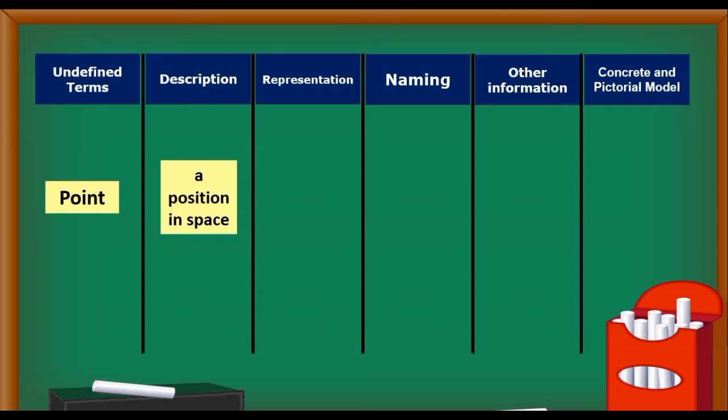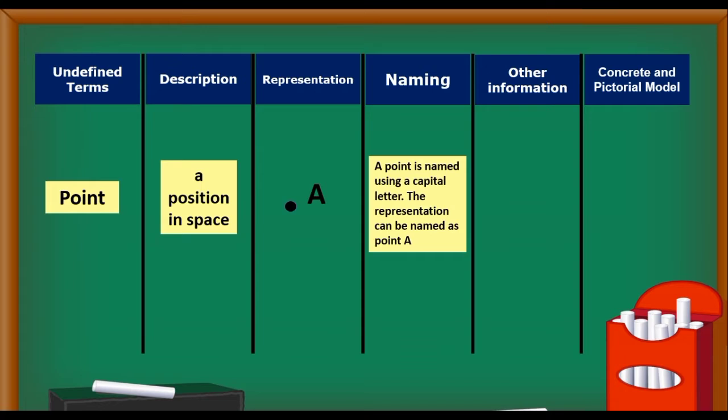So, paano natin i-represent? We can have our representation as point A. Ayan, may tuldok tayo, and then meron siyang A. Paano natin siya papangalanan? A point is named using a capital letter. The representation can be named as point A. So, yung representation natin, pwede natin siyang tawaging point A. Tandaan natin, palagi lamang pong capital letters ang pwede kay point.